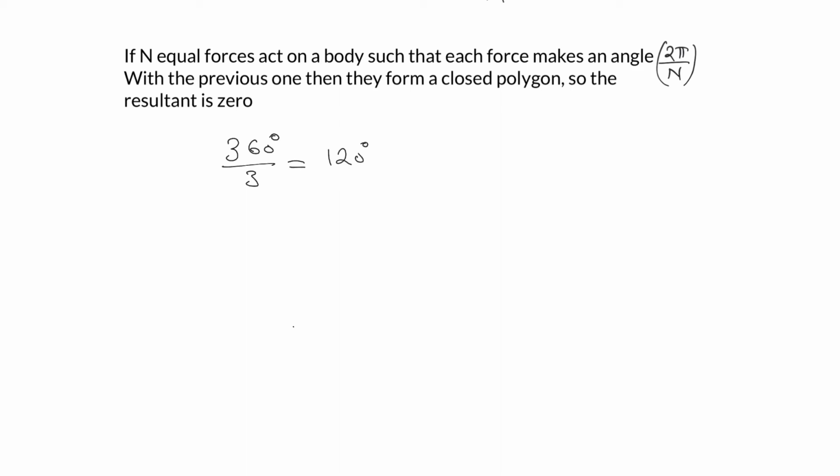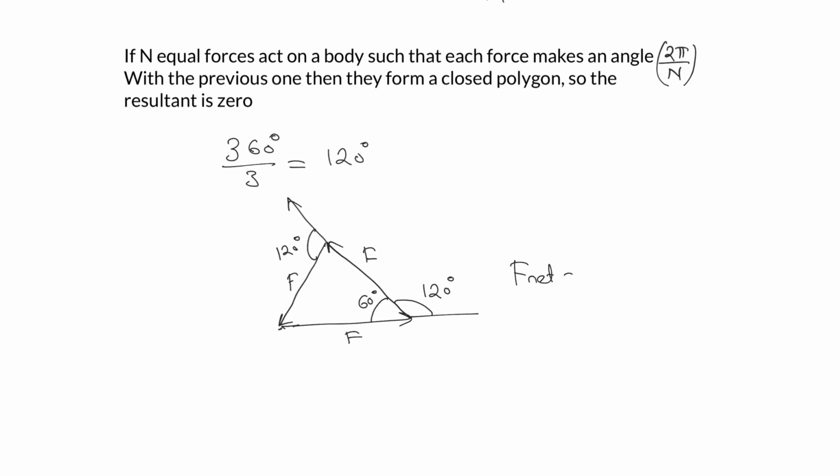So we have a force acting along this direction and another force of the same magnitude F making an angle of 120 degrees with the previous one, so this interior angle will be equal to 60. Again we have another force of the same magnitude F, making an angle of 120 degrees with respect to the previous one. Here we get an equilateral triangle and it comes back to the initial point, so the net force is equal to 0.